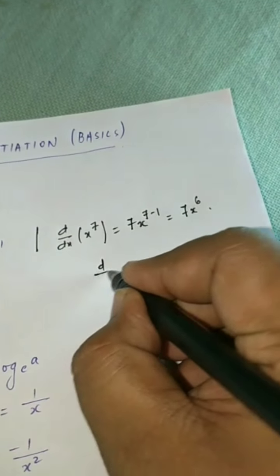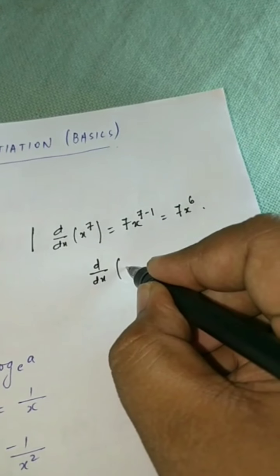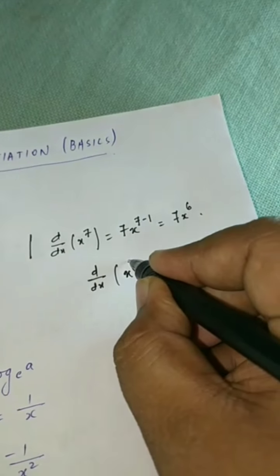Another example, if we take d/dx of x power 25.